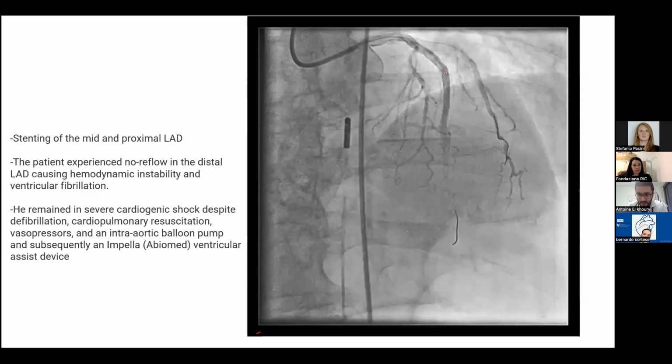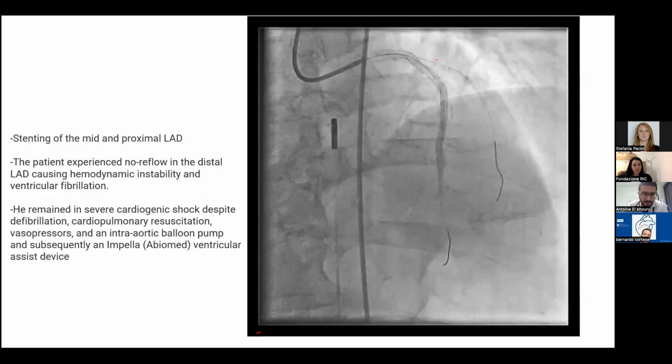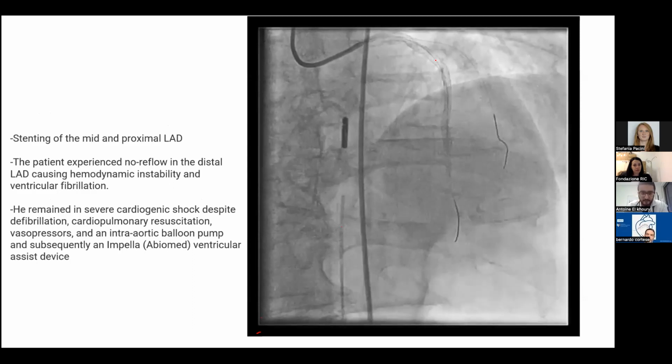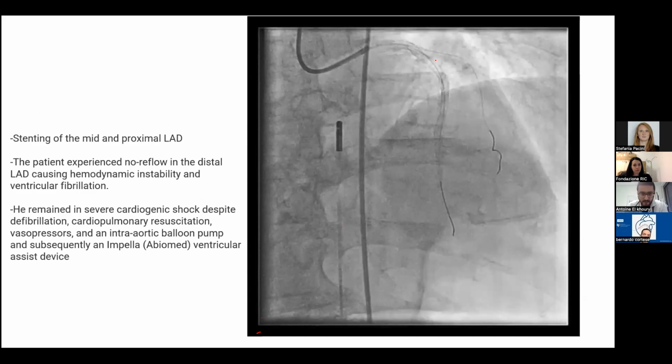You can see that they attempted to put a stent on the LAD, but the patient experienced no reflow after the stent, and he went into ventricular fibrillation as a complication and in cardiogenic shock. So he was shocked and went back to sinus rhythm, but he remained in cardiogenic shock despite stenting the LAD and despite having a normal flow after that.